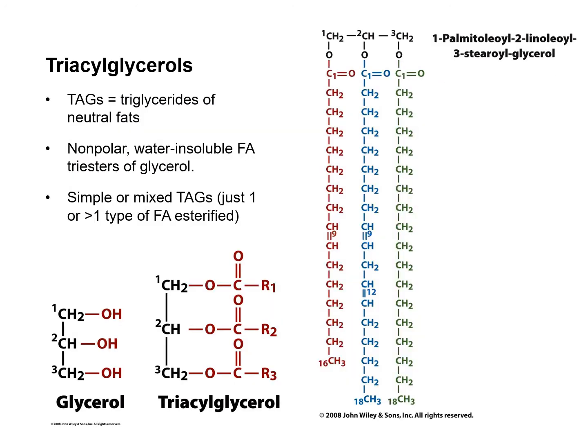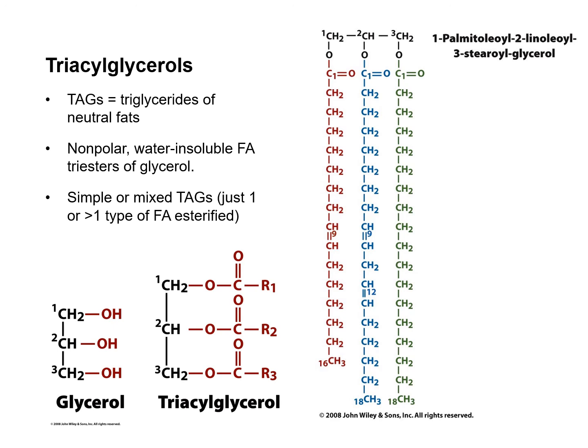First one, the triacylglycerols, whose structure is based on glycerol, but instead of having these hydroxyl groups, these carbon atoms are attached to acyl groups, and there are 3 acyl groups to form the triacylglycerol. So the triacylglycerols are basically triglycerides or neutral fats, and they are nonpolar and water-insoluble fatty acid triesters of glycerol, and they can be simple or mixed triacylglycerols based on the type of fatty acids that are esterified.